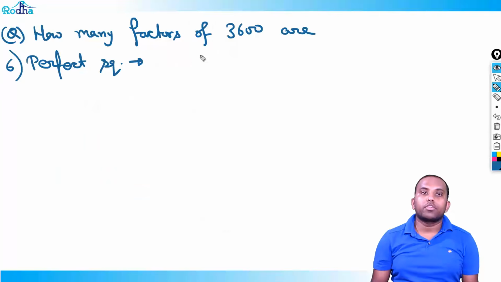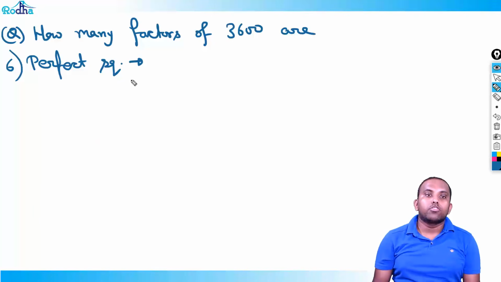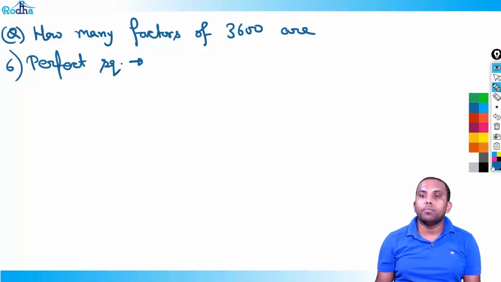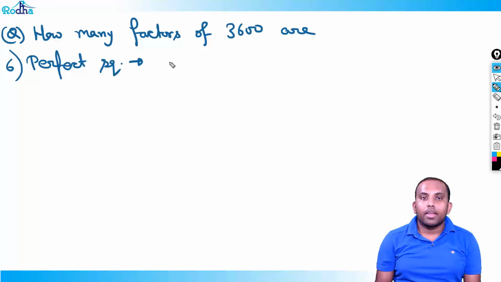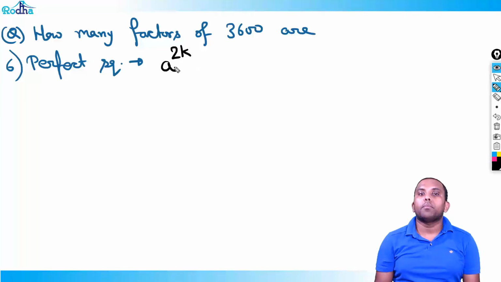Next slide. Okay, so the next question is, how many factors of 3600 are perfect squares? So what is a perfect square? A perfect square basically means any natural number whose square root is an integer. For that, the number has to be of the form a raised to 2k. That means the power should be even.